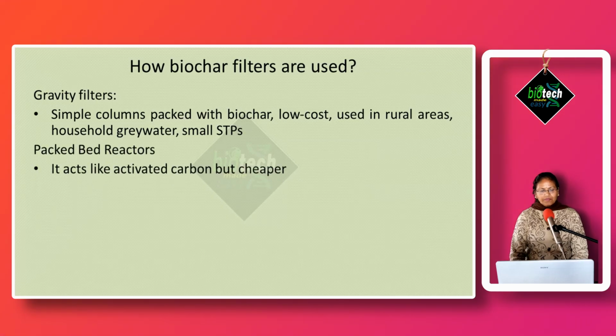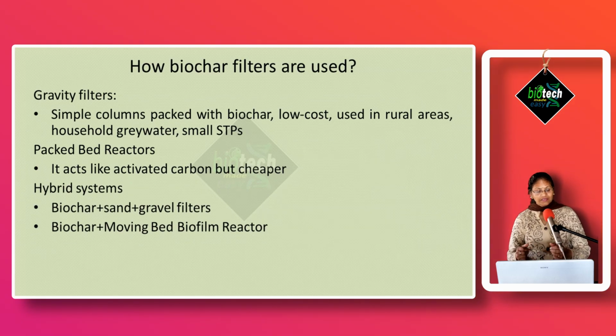And then the second is the packed bed reactor. In the packed bed reactor, mostly activated carbon is used, but instead of using the activated carbon, which is not that cheap, we can use the biochar. So then it becomes much cheaper.